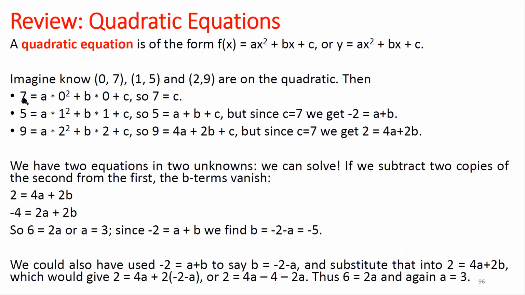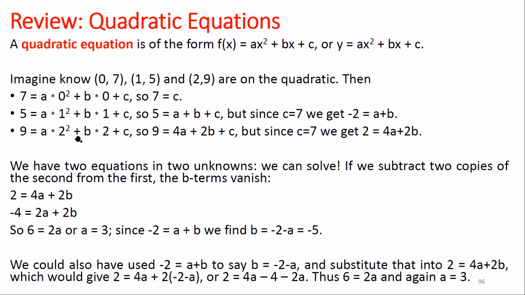We just plug in: when y equals 7, x was equal to 0, and we get, oh, this is easy, a times 0 squared plus b times 0 plus c. So c is just equal to 7. That wasn't so bad. When we plug in x equals 1, we know y equals 5, so we get 5 is a plus b plus c. Well, we know c is 7, so if 5 equals a plus b plus 7, we get negative 2 is a plus b. We could solve for b in terms of a: b is just negative 2 minus a.